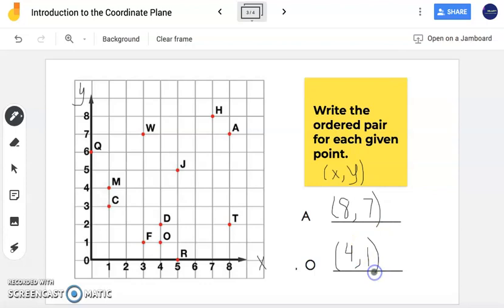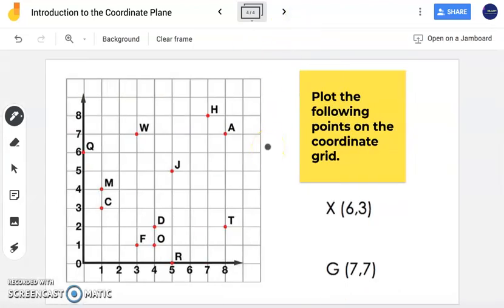And I can confirm this is correct if I look at 4, comma 1 and pretend I want to graph that. Will I land at point O? So I start at the origin, I go to the right 4 spaces, and then I go up 1. And in fact, I do land at point O, which means what I represented as my ordered pair 4, comma 1 is correct.